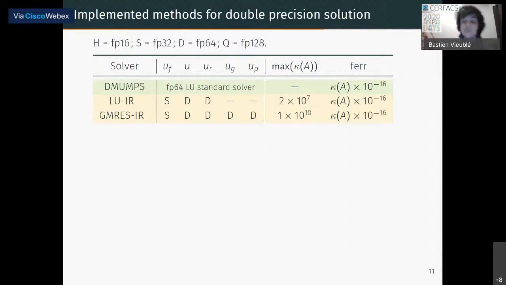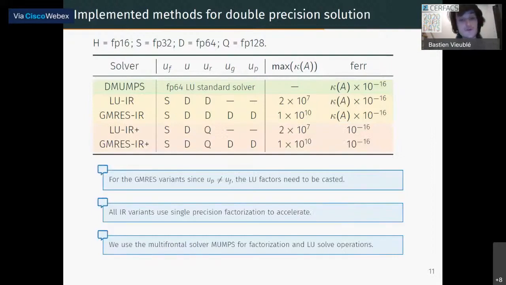The first one is DMUMPS, which is the normal direct LU solving in double precision. The second and third ones are LUIR and GMRIR, both performing the factorization in single precision. GMRIR is less restrictive on kappa(A) than LUIR. Also, we will consider two other methods, which I call the plus variants, and which are using quad precision for computing the residual. This allows removing the dependence on kappa(A) in the error accuracy.